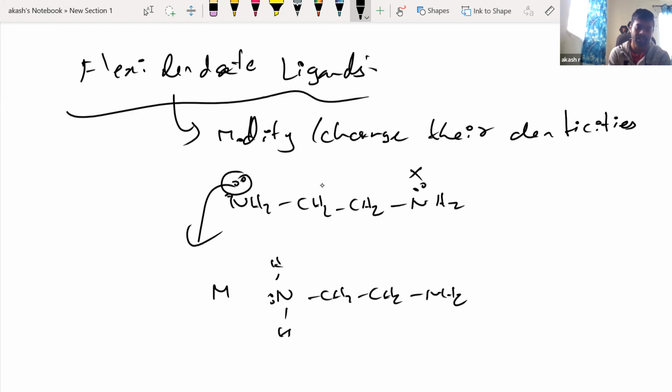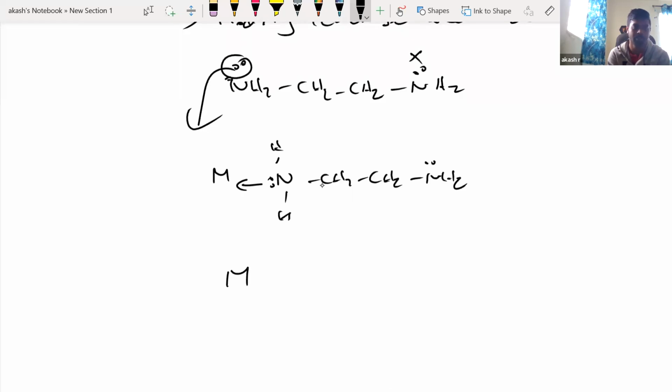Now what you will see is that only one of them will be donating, right? The other donation site is not utilized at all. So these kinds of ligands are called flexidentate ligands. Even though we have more denticity sites, not all of them are used, only some of them are used. And it is not necessarily only one can be used. I can have more than this also, both can be used.